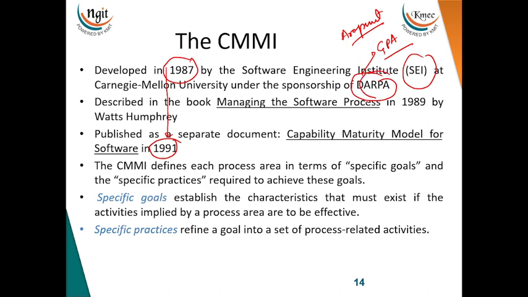CMM defines each process area with a specific goal. When I say each process is defined with a specific goal, it means what the tasks are, the specific goal and specific practice, what you are going to do. We are going to see the template, and I'm going to give you all the details in coming slides. I hope you are with me today.